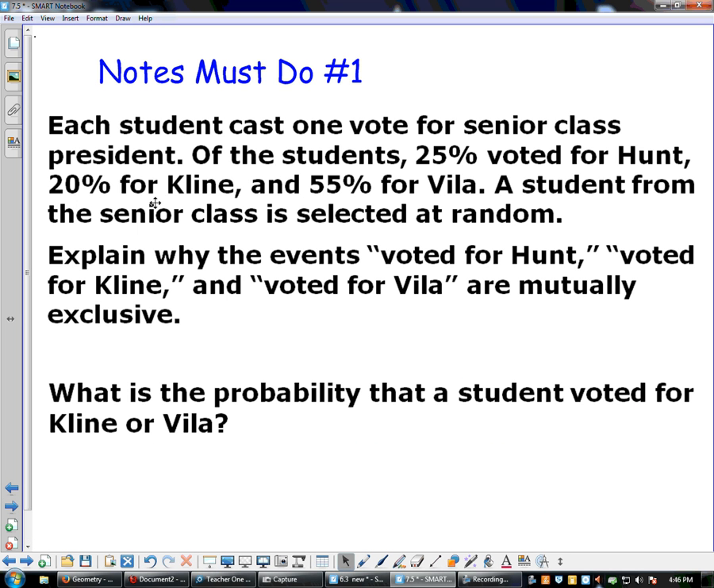All right, that's going to take you to your first must do. Each student cast one vote for senior class president. Of the students, 25% voted for Hunt, 20% for Klein, and 55% for Villa. A student from the senior class has been selected at random. Explain why the events voting for each of those three candidates are mutually exclusive. And then what is the probability that a student voted for Klein or Villa? Again, remember we're going to do a summation here as long as we can say for sure that they are mutually exclusive.